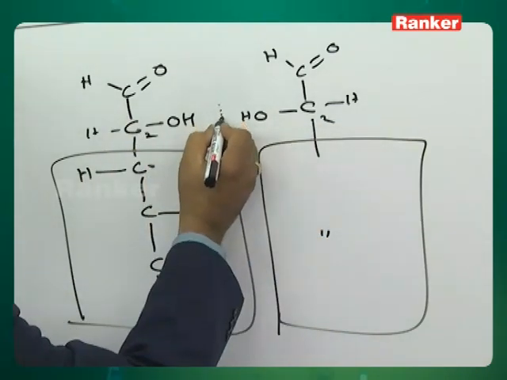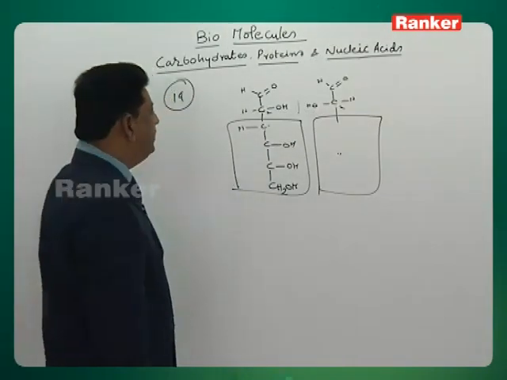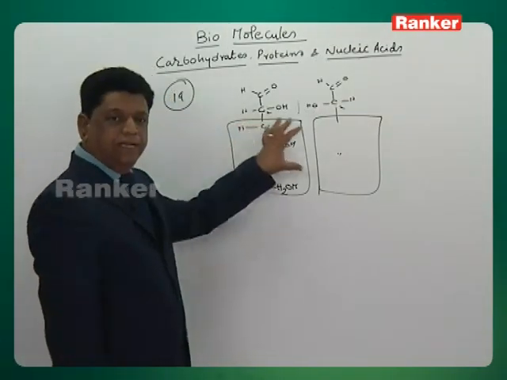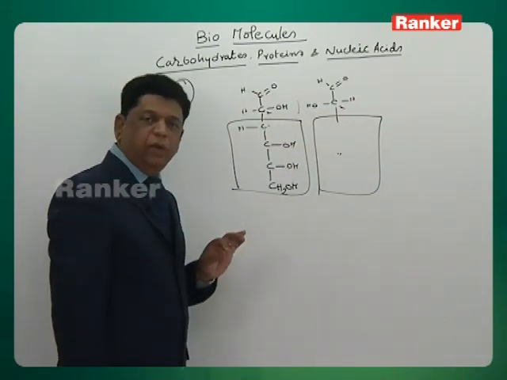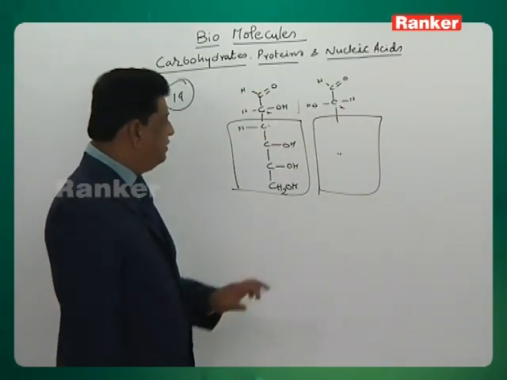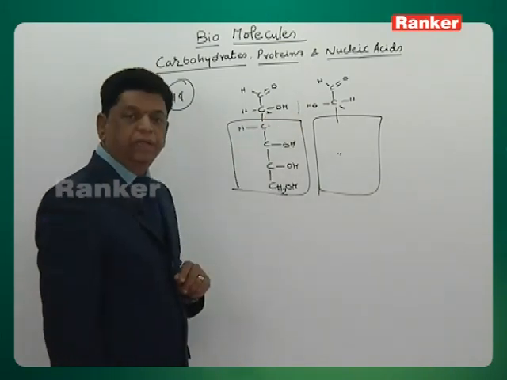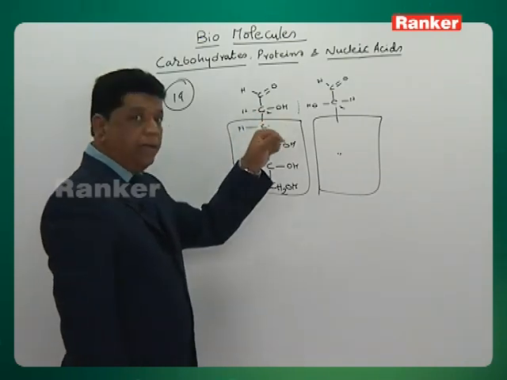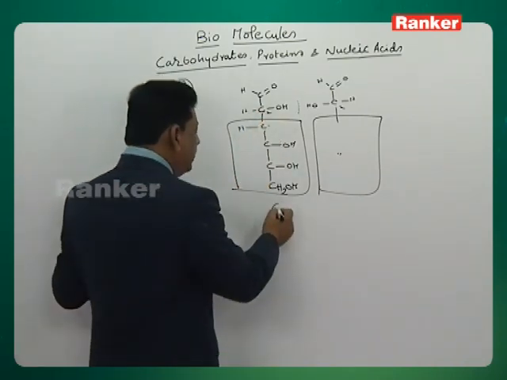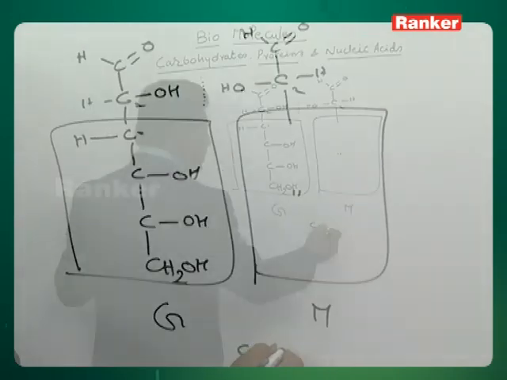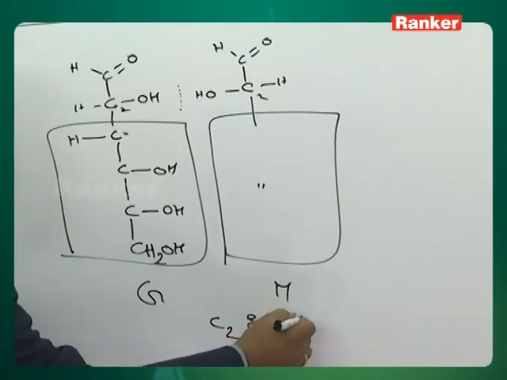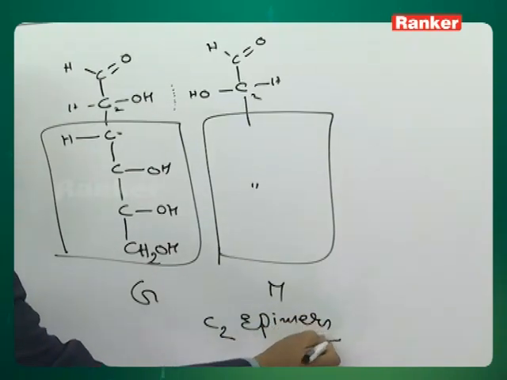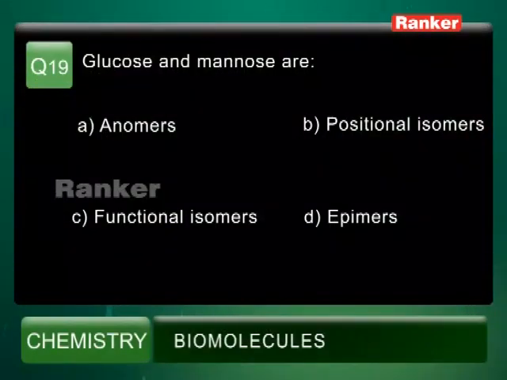So, only at the second carbon we have a difference. That too, the second carbon is a mirror image. So, in this type, a part of the carbohydrate is the same and a part is mirror image, which is originally called diastereomers. In those diastereomers, only one carbon is a mirror image, so we call them epimers, specifying this particular carbon number also. So, therefore, glucose and mannose are C2 epimers. So, the option epimers is the right answer. So, answer D is the right statement.